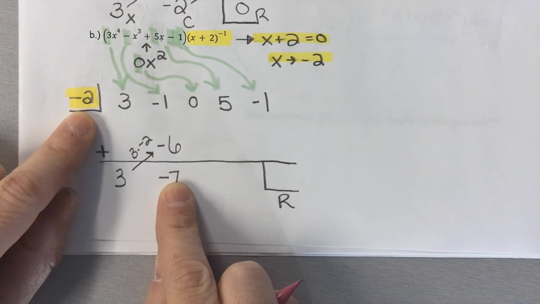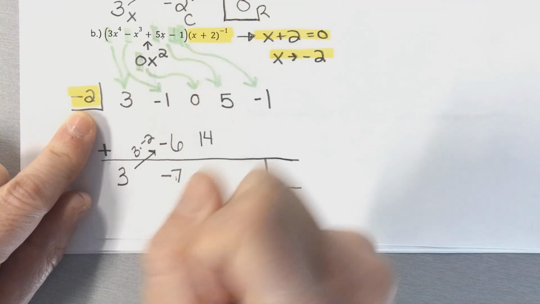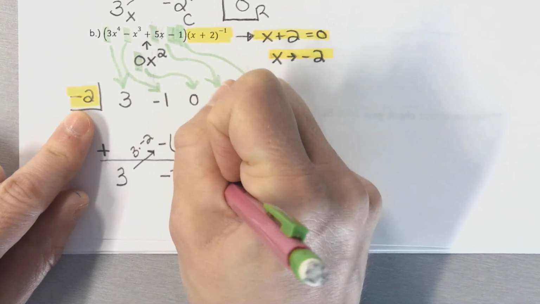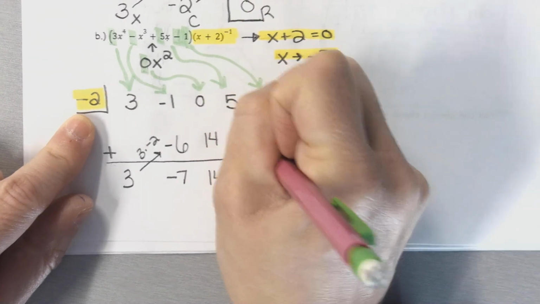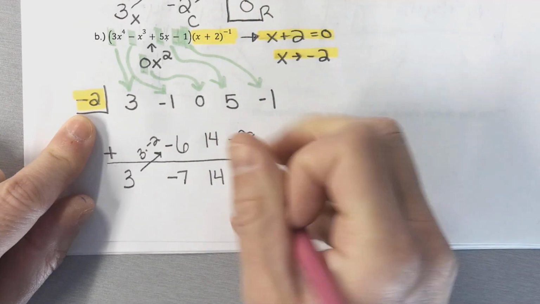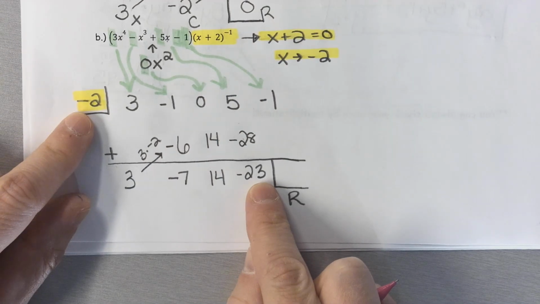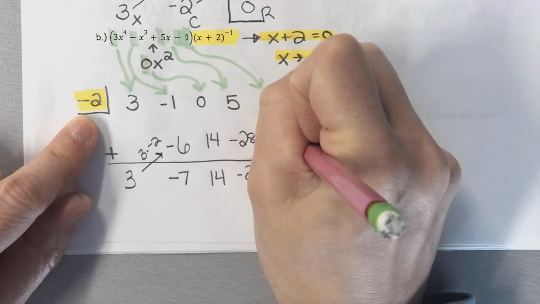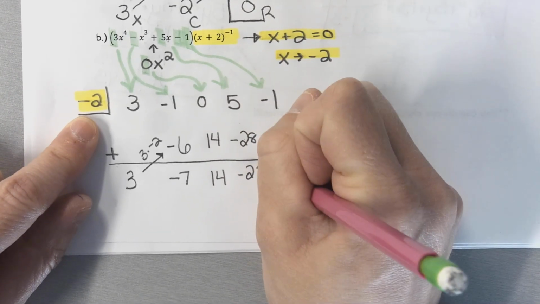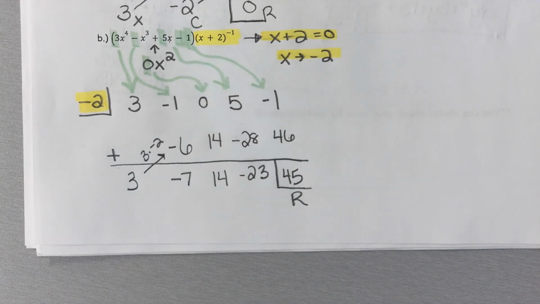Now we're going to multiply again. -2 times -7 is 14, and then we're going to add down. 0 plus 14 is 14, and then we're going to multiply again. -2 times 14 is -28, and then we're going to add down. I get -23. Negative 23 times negative 2 is 46. And negative 1 plus 46 is 45. So 45 is my remainder.